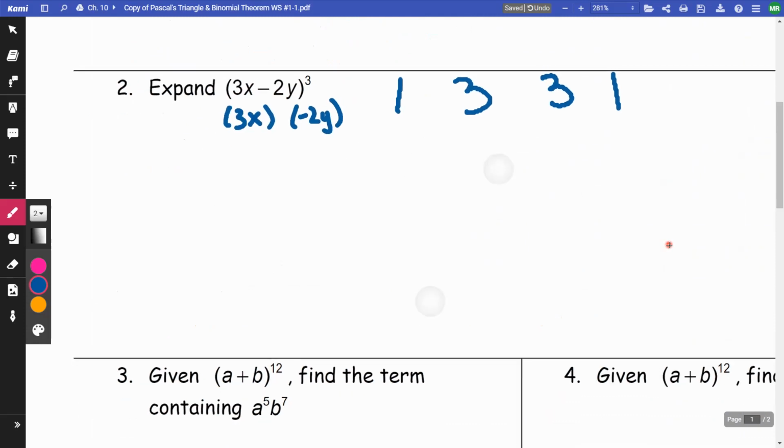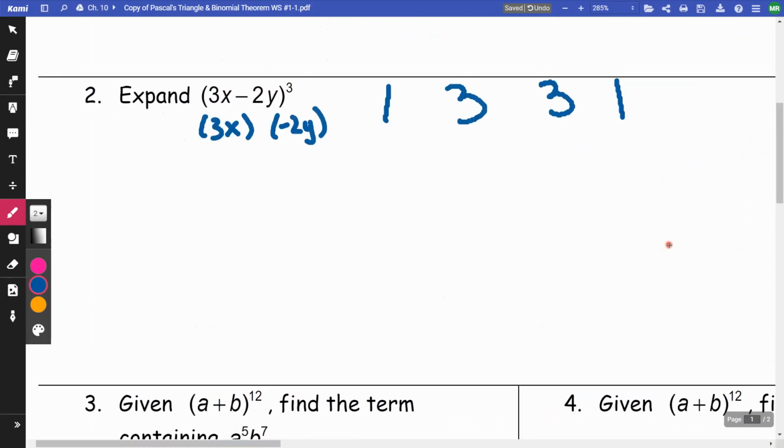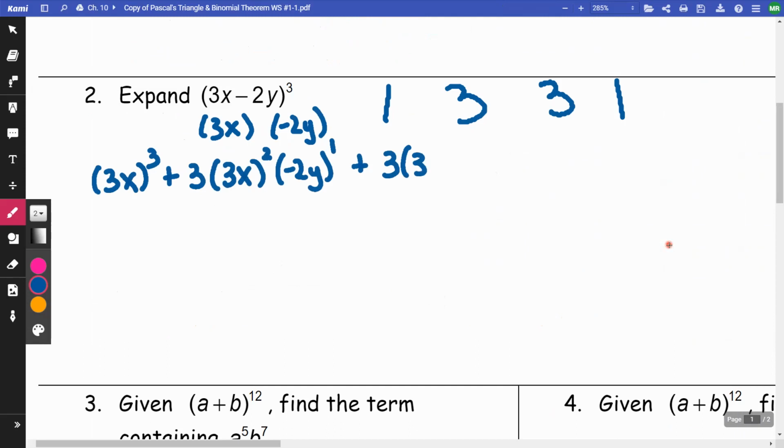So when I am doing this, I am going to have 3x to the 3rd plus 3 times 3x to the 2nd, negative 2y to the 1st, plus 3 times 3x to the 1st, and negative 2y to the 2nd, plus negative 2y to the 3rd.